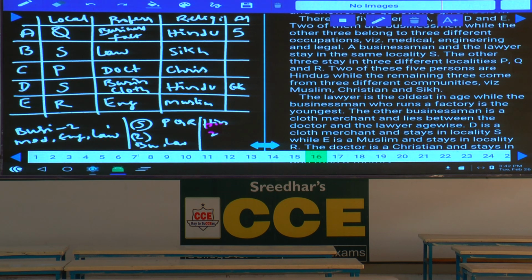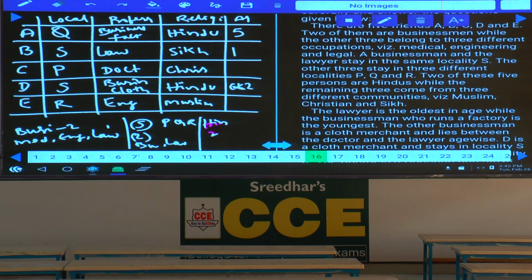Clear now? Now out of these, whose ages can we determine? The lawyer is the oldest, and the one who runs a factory is the youngest. The other businessman, the cloth merchant, lies between the doctor and the lawyer. Between doctor and lawyer, this person must be there. So the lawyer is 1, the doctor is 3, this person is 2, and the other person must be 4. Clear now?